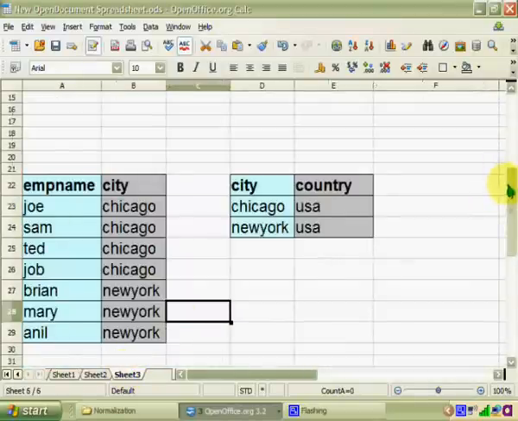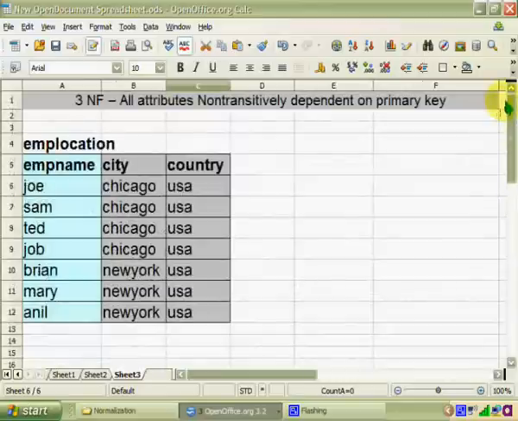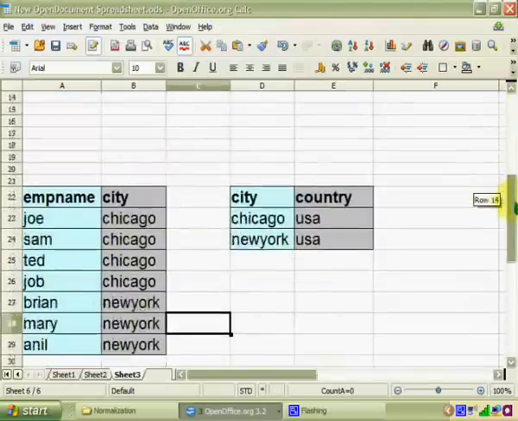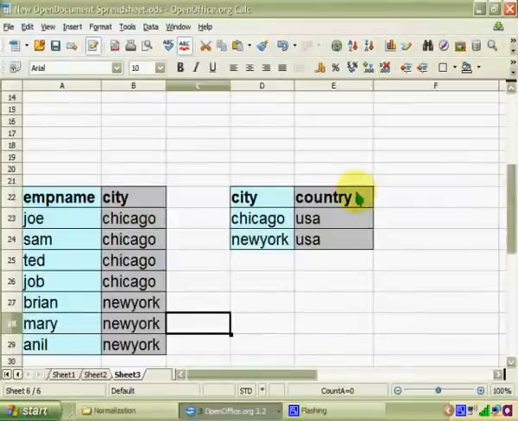In the third normal form, we saw this emp location table. The third normal form states that all attributes should be non-transitively dependent on the primary key. Here we saw that the country was indirectly dependent on the primary key, so we split that information. By splitting that information, we were able to remove that redundancy.